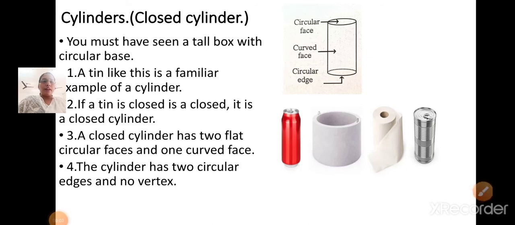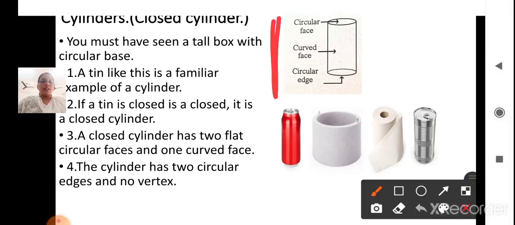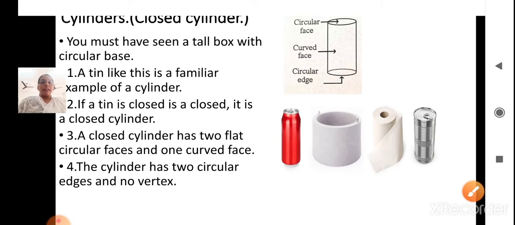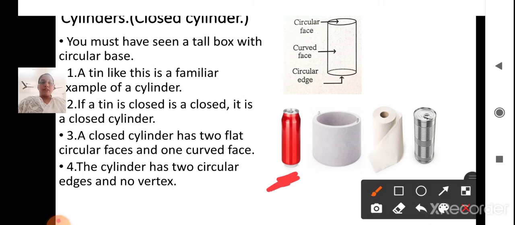Now let us revise the cylinder part. This is a closed cylinder. You can see the figure on the screen. The closed cylinder has 2 circular faces, 2 circular edges and 1 curved face. Okay, you must have seen a tall box with a circular base, children. A tin is a very good example, right? You can see this tin also here. The example is here on the screen, and even this is in the form of a tin. So if a tin is closed, it is a closed cylinder. So it has 2 circular faces, 2 circular edges and 1 curved face. It does not have any vertex.